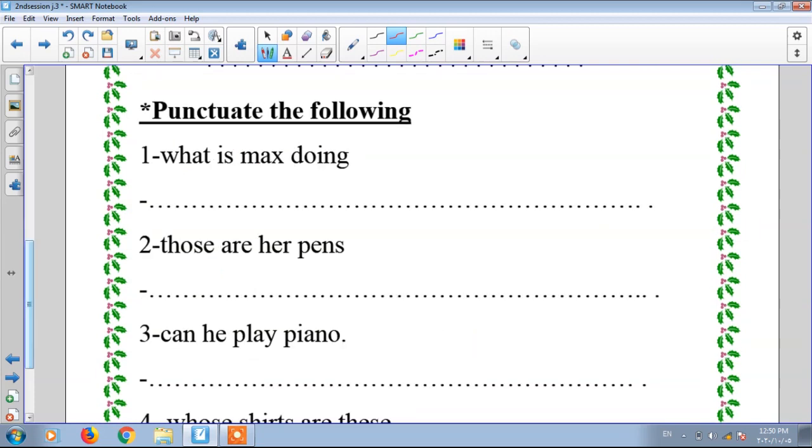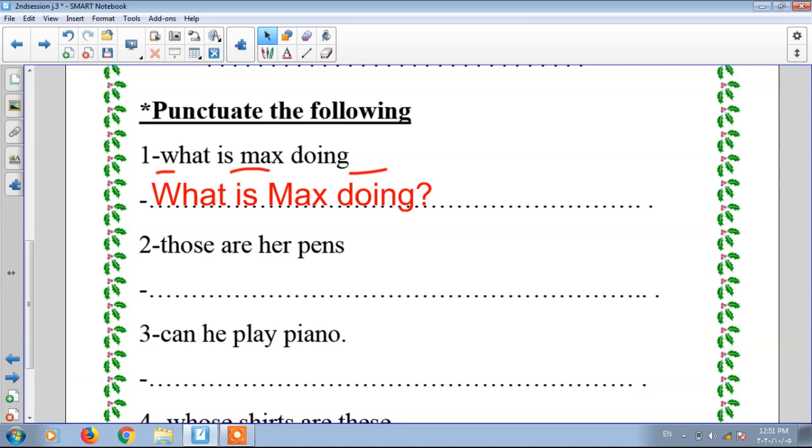The next exercise: punctuate the following. What is Max doing? Where are the mistakes here? Yes, the W is small, and it's a question or a sentence? Question. And we have another mistake, where is it? Yes, Max. We must write Max with a capital M. What is Max doing?